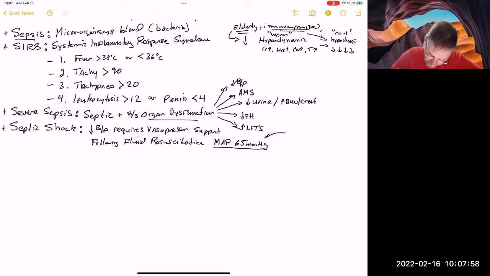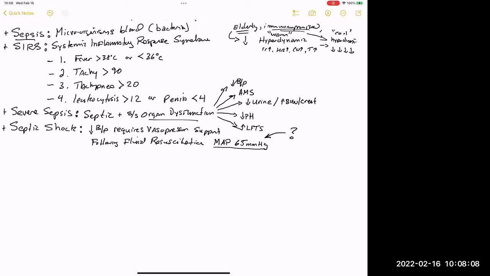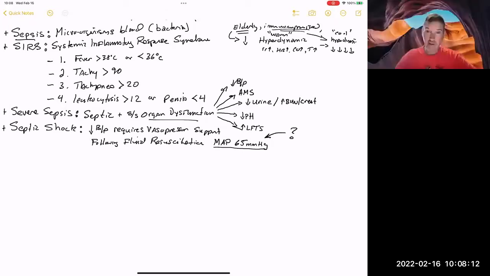Is the mean arterial pressure something that we can easily identify or calculate in the pre-hospital environment? What do you all think? Yes, it actually is. It's very easy. Most of our monitors that perform non-invasive blood pressure monitoring will do this automatically, but does anyone happen to know what the formula for mean arterial pressure is?